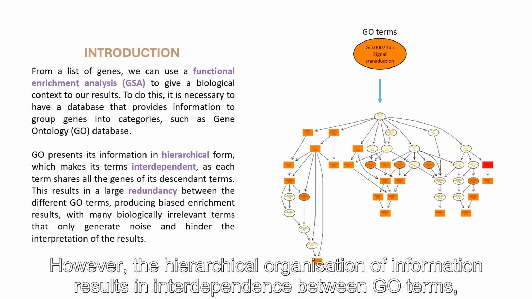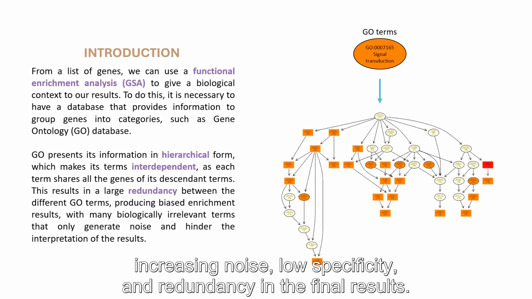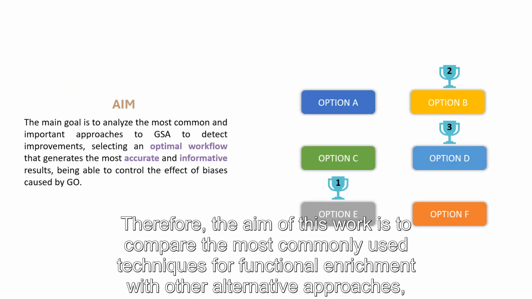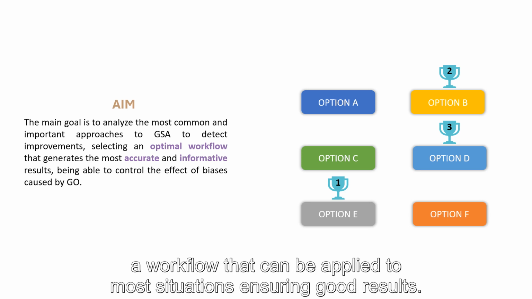However, the hierarchical organization of information results in interdependence between GO terms, which in turn represents a series of limitations that directly affect functional enrichment analysis, increasing noise, low specificity, and redundancy in the final result. Therefore, the aim of this work is to compare the most commonly used techniques for functional enrichment with other alternative approaches, in order to detect which one generates the best results and to establish a workflow that can be applied to most situations, sharing good results.